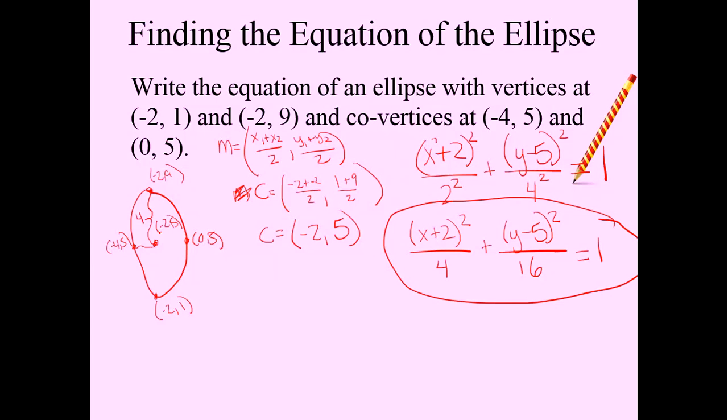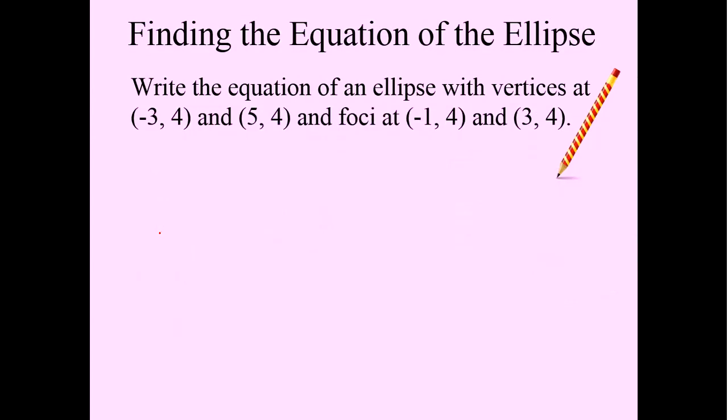Sometimes I feel this little sketch really does help me figure out what is what and who is who. Let's try another example here. So I have my vertices and I have some foci on this one. So let's graph here. I got my vertices at -3, 4 and 5, 4. So it looks like I'm changing my x values. And I got some co-vertices. I don't know about them though, but let's just draw them in. And then I got some foci at -1, 4 and 3, 4.